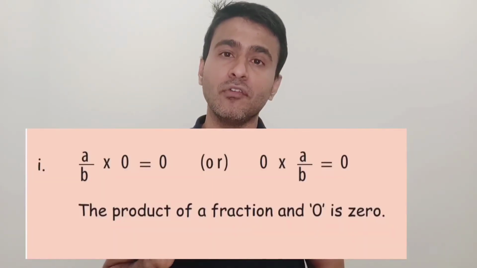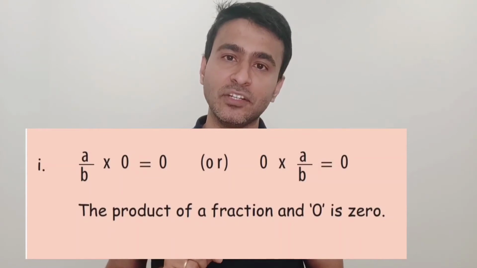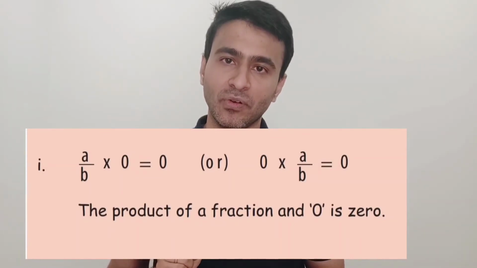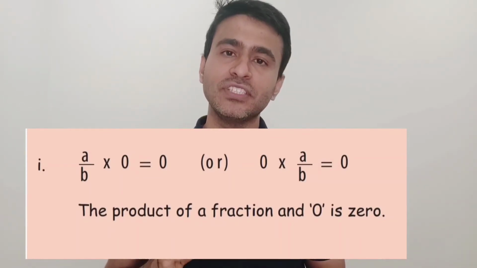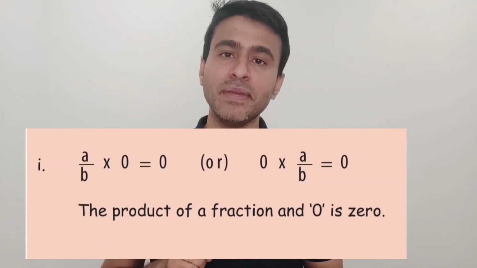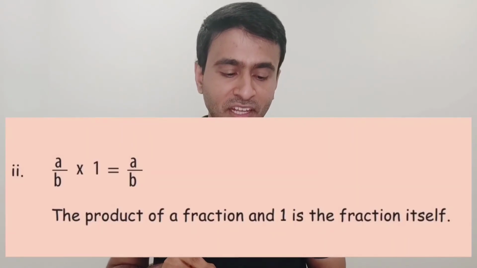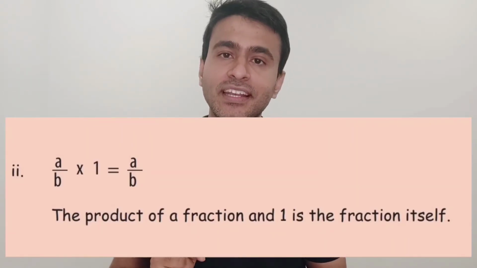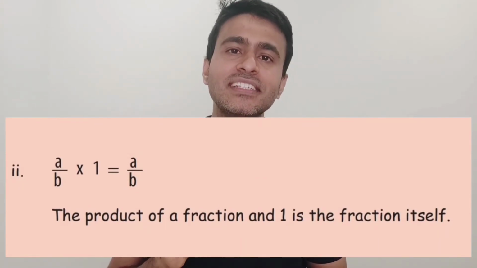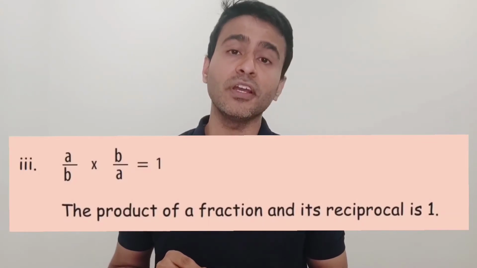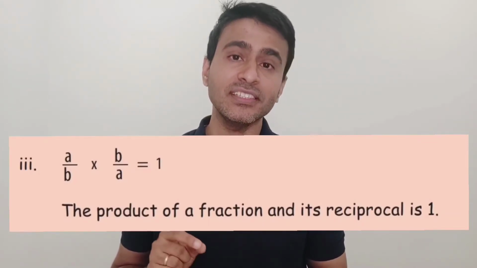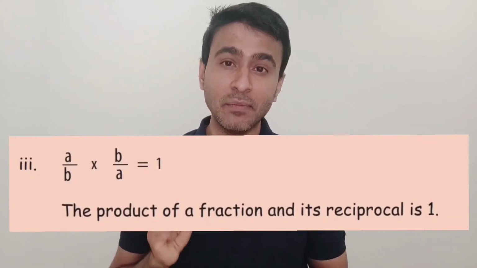The product of a fraction and 0 is always 0. That means a by b into 0 is 0, or 0 into a by b is 0. Here's the second property. The product of a fraction and 1 is the fraction itself. That means a by b into 1 is a by b. The third property. The product of a fraction and its reciprocal is 1. That's right. A by b into b by a is 1.